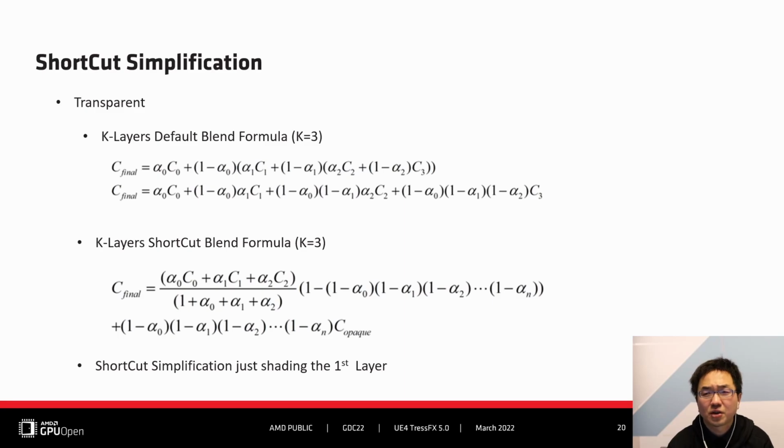Shortcut shades 3 layers by default. After the shortcut simplification, we still generate translucency info, but we don't generate depth info and just shade the first layer. This way, we don't need to store too much material data.